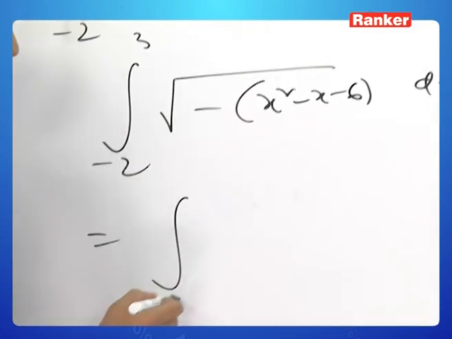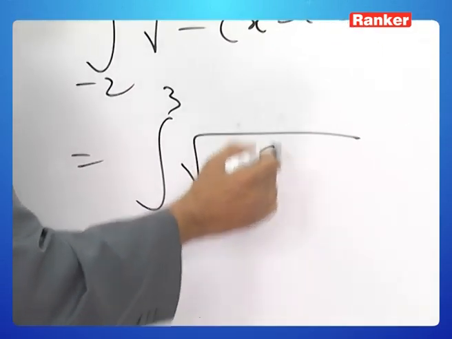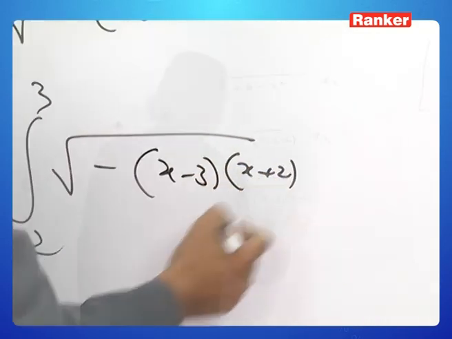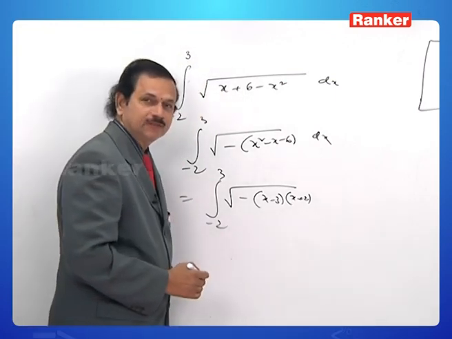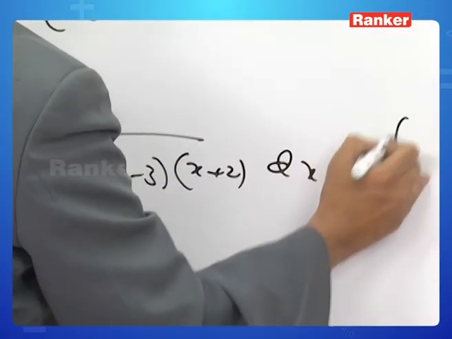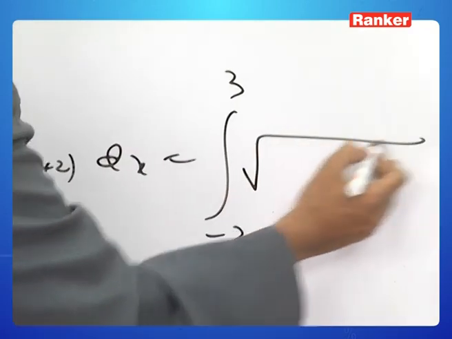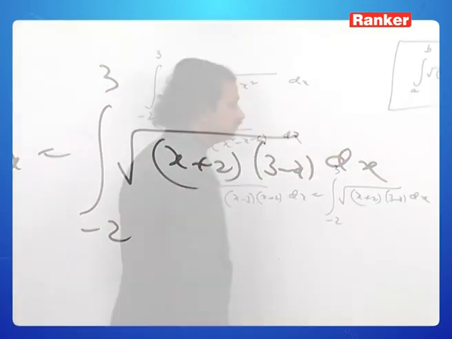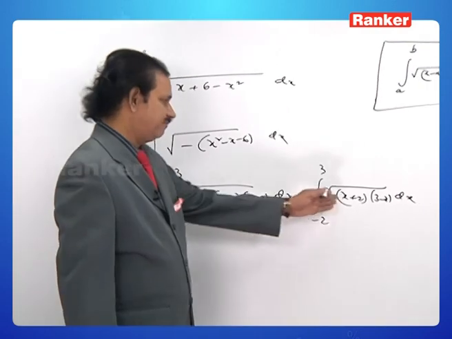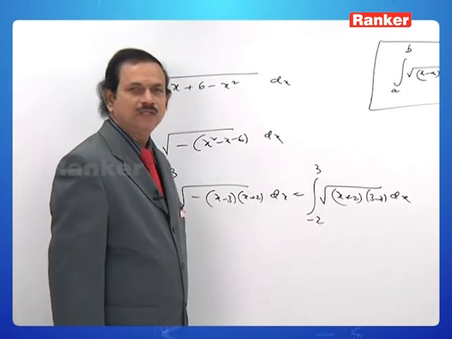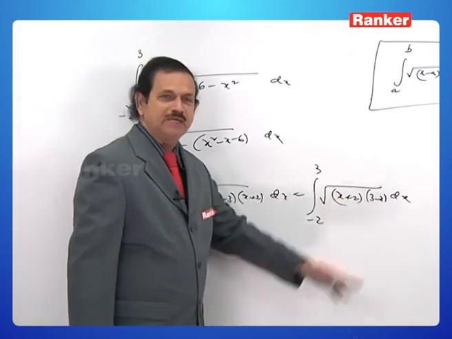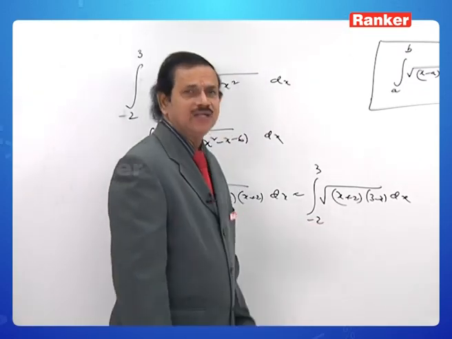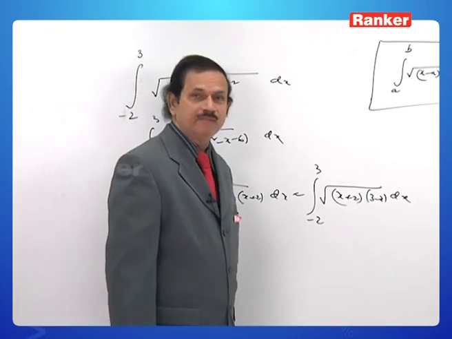This is equal to minus 2 to 3 integral of root of x minus 3 into x plus 2. Isn't it? Well, this again takes the form minus 2 to 3 root of x plus 2 into 3 minus x. Now you observe the shape of this integrand: root of x minus a into b minus x. Does it acquire that shape or not? It has acquired. Therefore, we will be making use of the formula.